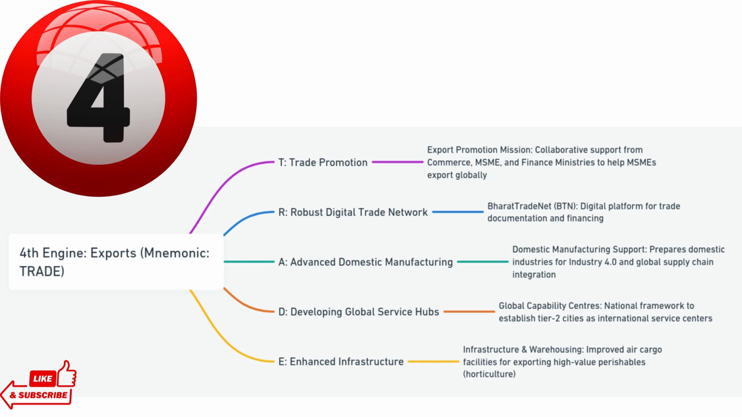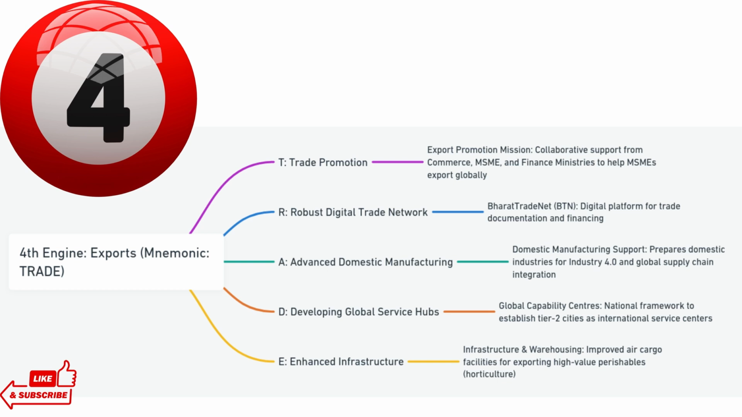A. Advanced domestic manufacturing. To compete globally, our domestic manufacturing needs to match Industry 4.0 standards. This budget provides support for domestic industries to upgrade technology, enhance productivity, and integrate with global supply chains. इसका सीधा impact होगा कि India not only competes, but leads in global exports, especially in tech and high-value products.